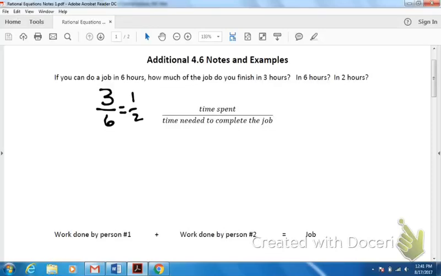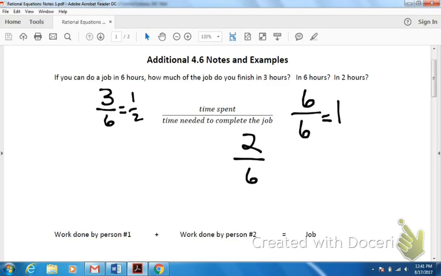Okay, so what about in 6 hours? How much of the job do you complete? The whole thing, because 6 over 6 is 1, right? How about in 2 hours? How much of the job do you complete? A third, right? Because 2 over 6.